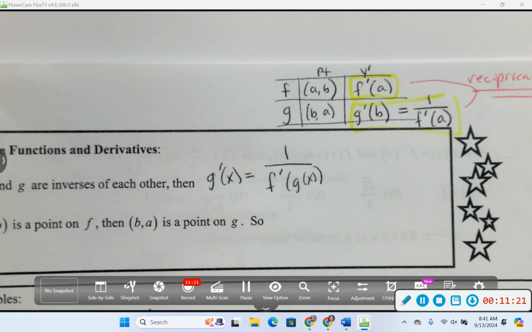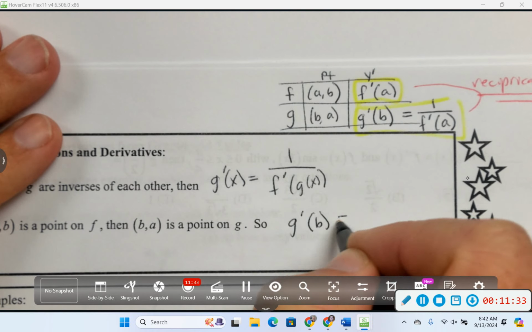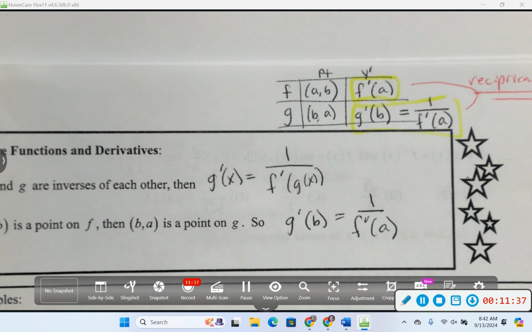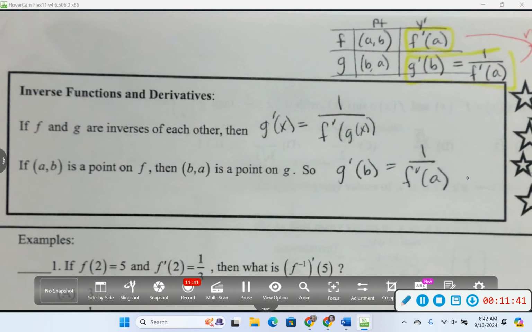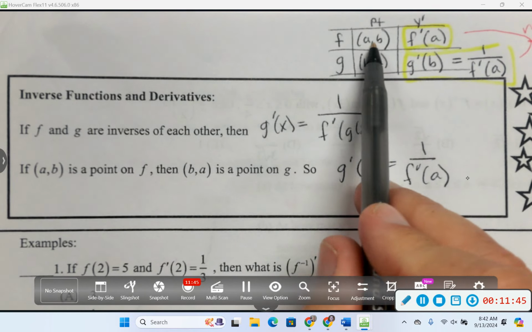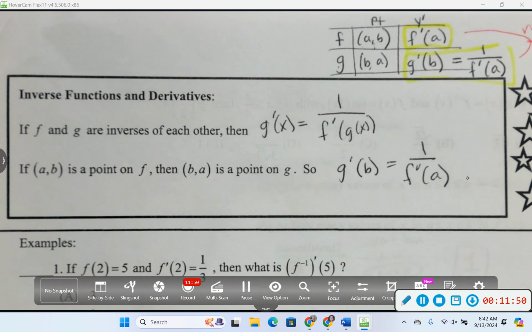I'm going to make that box every time I do an inverse problem. Otherwise, it's too hard to keep up with who's where. And you'll see this as we start these problems. So g prime at b is 1 over f prime at a. So they're reciprocals. That's the easy part. The part that gets confusing is, what point are we talking about? Well, if x equals a on f, then it's x equals b on g.